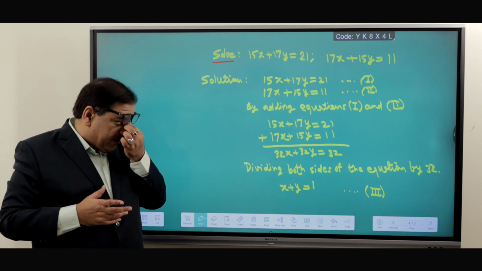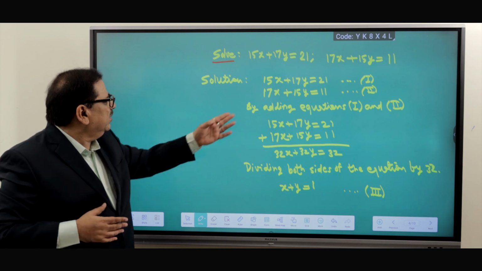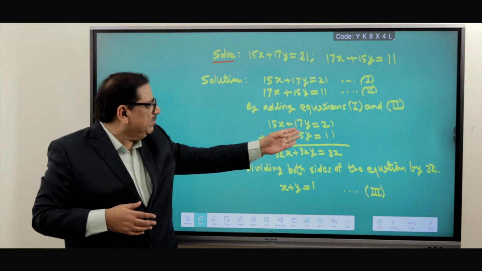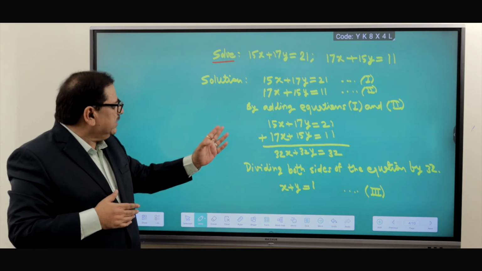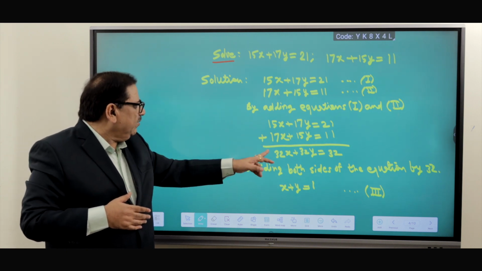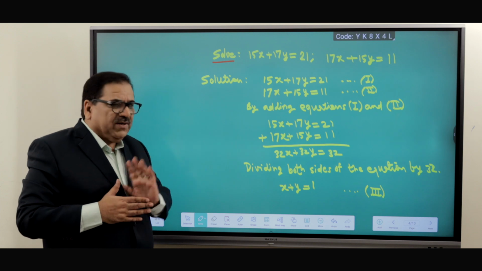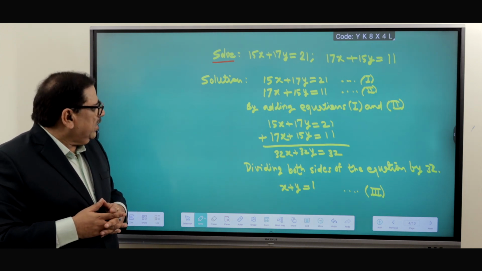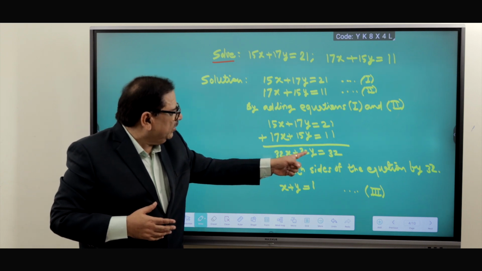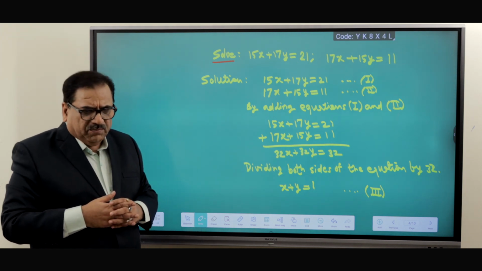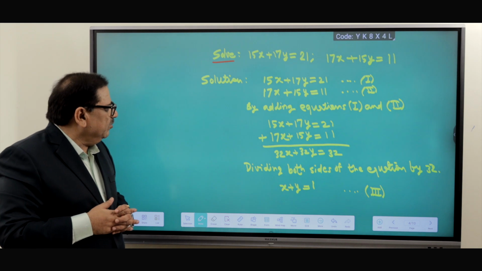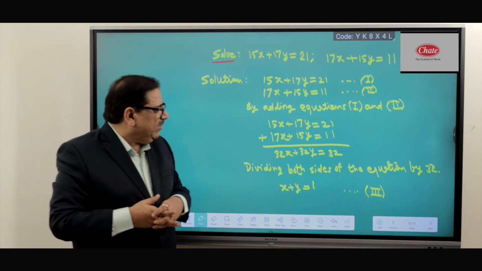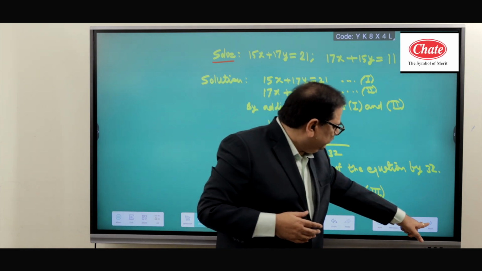By adding equations 1 and 2, 15x plus 17y is equal to 21, 17x plus 15y is equal to 11, just making addition: 15 plus 17, 32x; 17 plus 15, 32y; 21 plus 11, 32. So 32x plus 32y is equal to 32. If both sides are divided by 32, we get x plus y is equal to 1, and this is our equation 3.